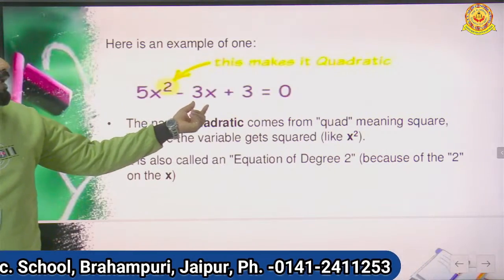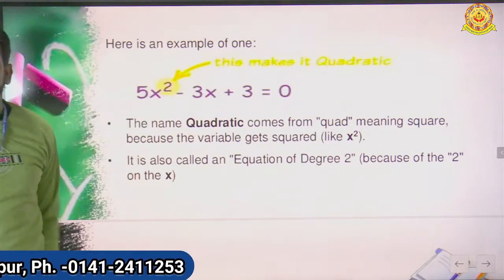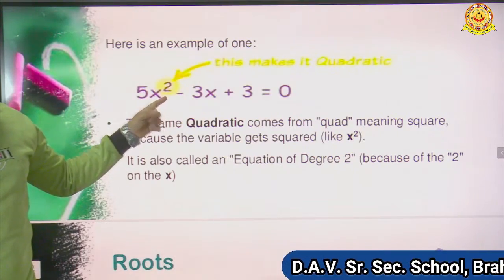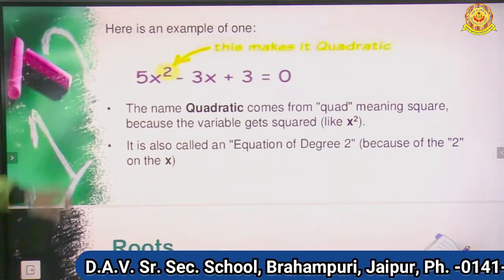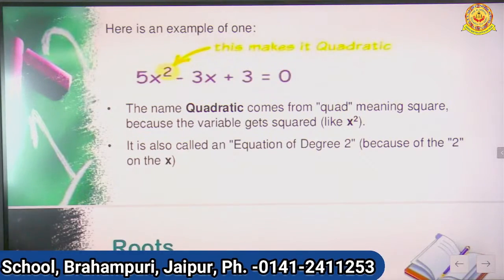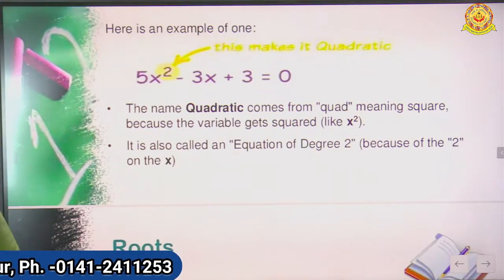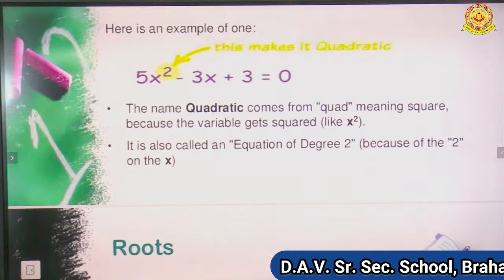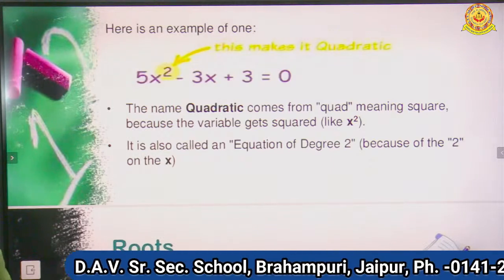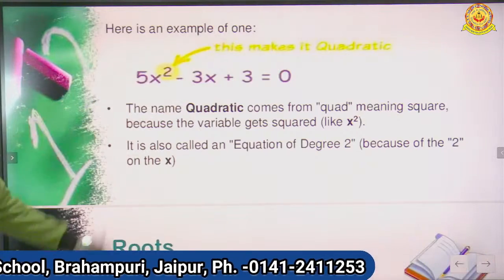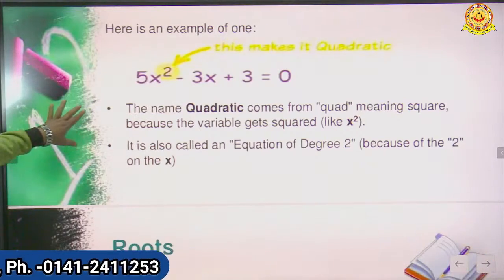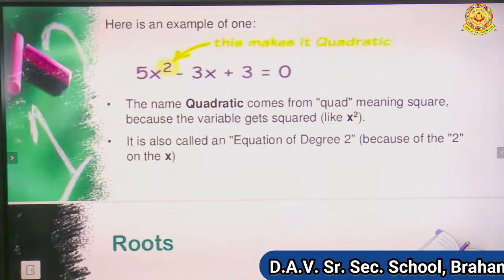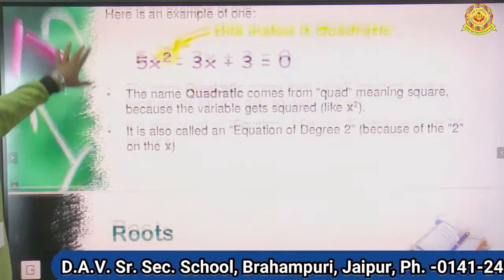Alright, here is an example: 5x² − 3x + 3 = 0. Why is it a quadratic equation? Because of this power 2. The name quadratic comes from the word quadra, meaning square, because the variable gets squared. Is it clear? x². So the variable has the square, that's why it's called a quadratic equation. It is also called an equation of degree 2, because 2 is the power of x.